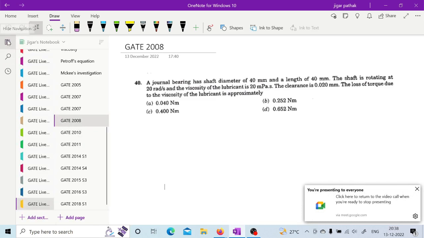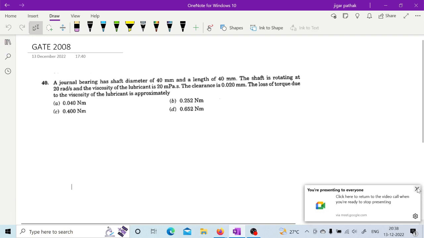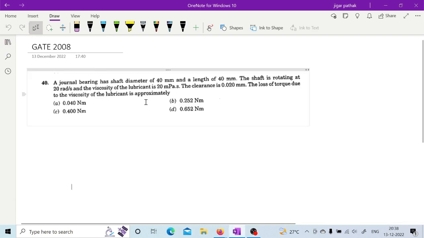Okay, so let us go to the next one. A journal bearing has shaft diameter of 40 mm and length of 40 mm. The shaft is rotating at 20 radian per second and viscosity of the lubricant is 20 millipascal second. Clearance is this. The loss of torque due to the viscosity of the lubricant is. So can you try this one?